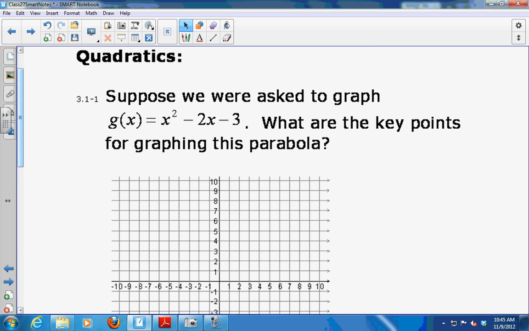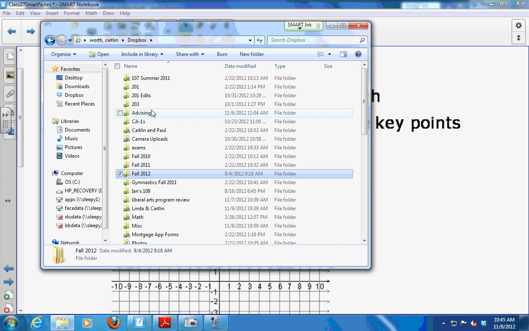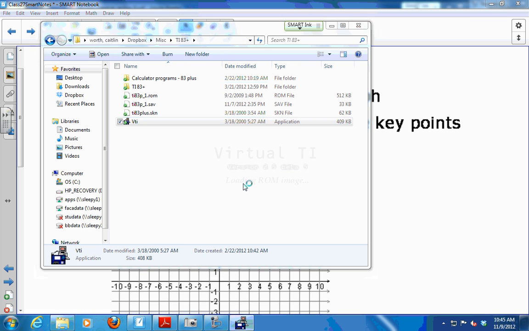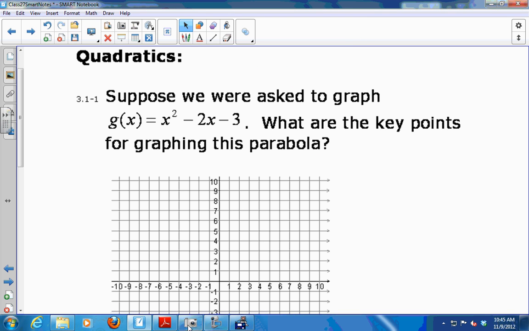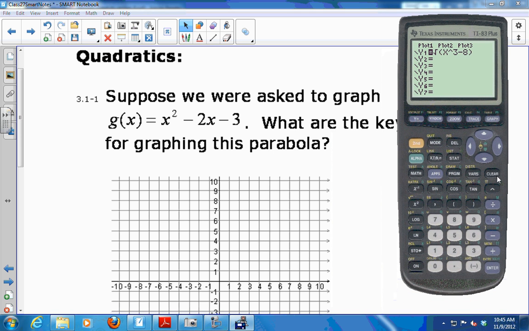Let's just graph it on the graphing calculator. Let's pretend we know nothing about what this looks like. We'll graph it on the calculator, see what we get. Okay, so x squared minus 2x minus 3. And I'm just going to do zoom 6, a standard window, and I get this parabola.